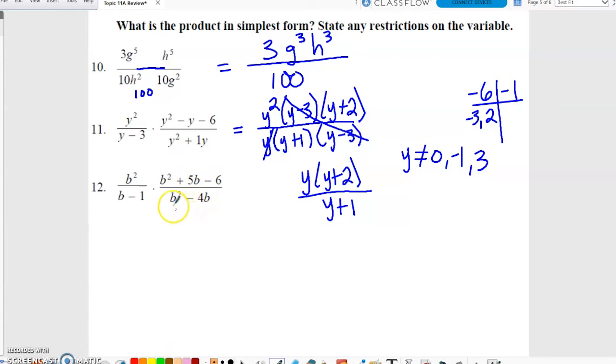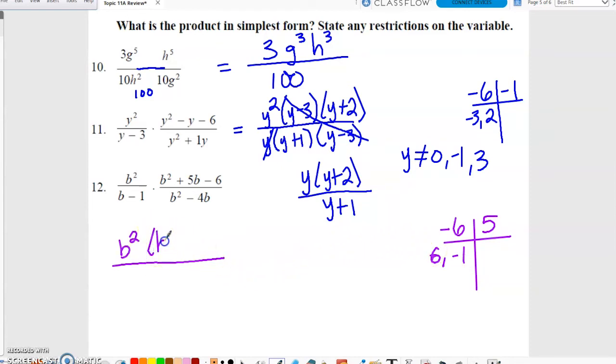Looking at 12, 12 is similar. So when I rewrite him, it's one big fraction, that b squared on top is going to stay. B squared plus 5b minus 6. So we're factoring a negative 6, but this time for a sum of positive 5. So that would be a positive 6 and a negative 1. So we're going to get b plus 6 and b minus 1. Looking at my denominator, b squared minus 4b, take out a GCF of b and left with b minus 4. And then b minus 1 just gets to be brought on down.